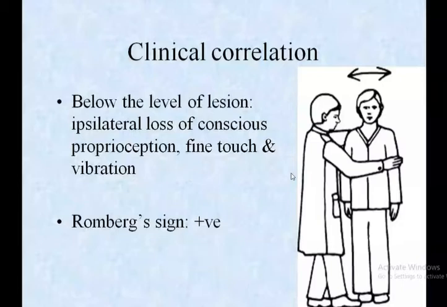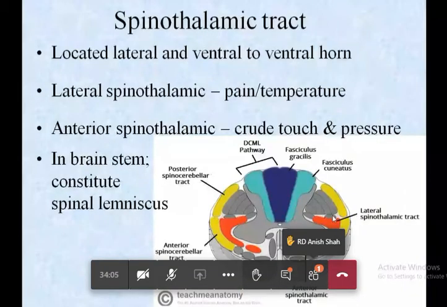Spinothalamic tract, which is located lateral and ventral to the ventral horn. So here we can see the central canal of the spinal cord, which is surrounded by this butterfly-shaped gray matter. This is ventral horn, this is dorsal horn, isn't it? So this spinothalamic tract is present ventral and lateral to this ventral horn of the spinal cord.